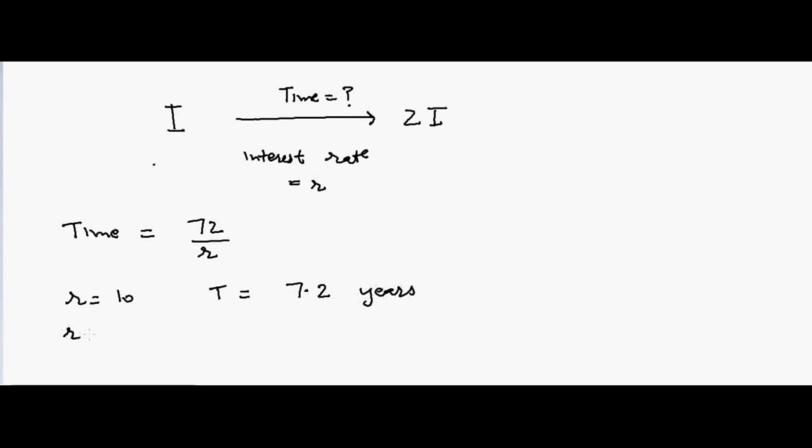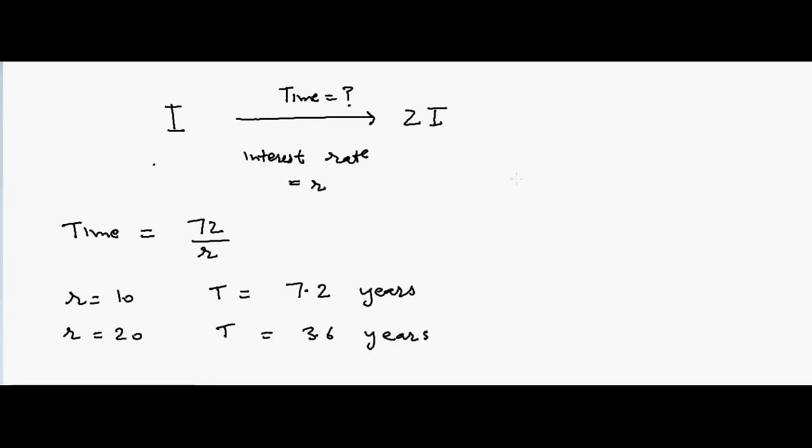If rate is 20, then time will be equal to 3.6 years. So how does this rule work? Let's try to solve this problem in a regular way.